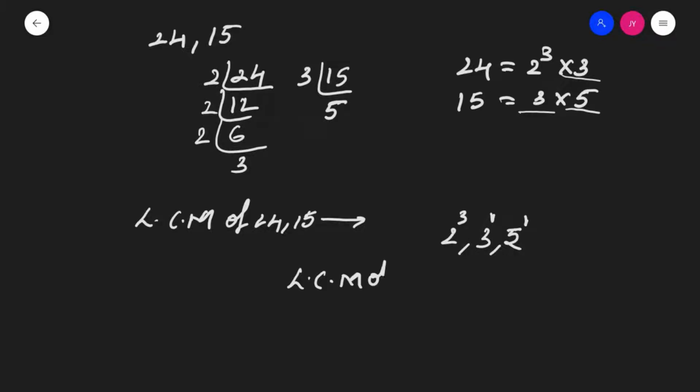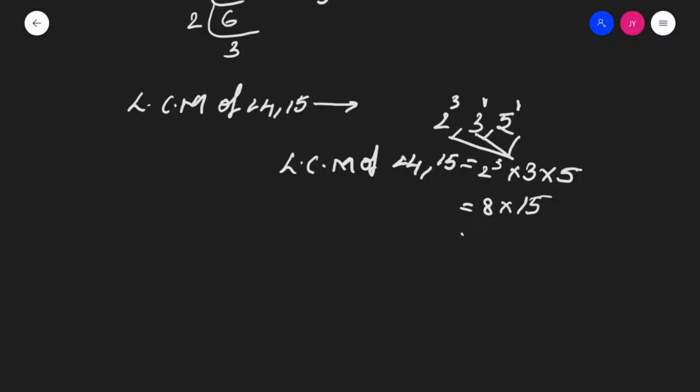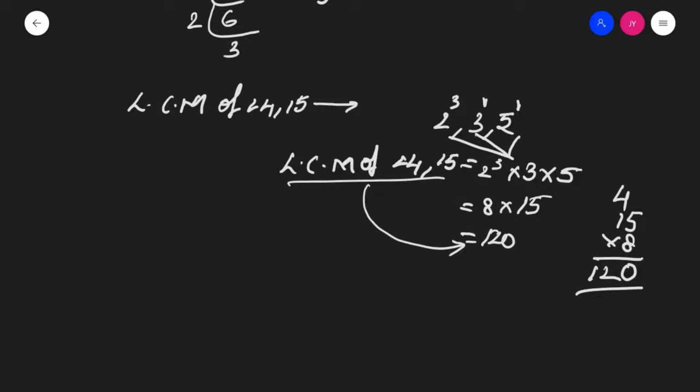So LCM of 24 and 15 is equal to the multiplication of these three numbers: 2 cube into 3 into 5. What is 2 cube? 2 cube is 8. 3 5s are 15. Next, 15 into 8. 8 5s are 40. 8 1s are 8, plus 4 is 12. It will be 120. So LCM of 24 and 15 is 120.